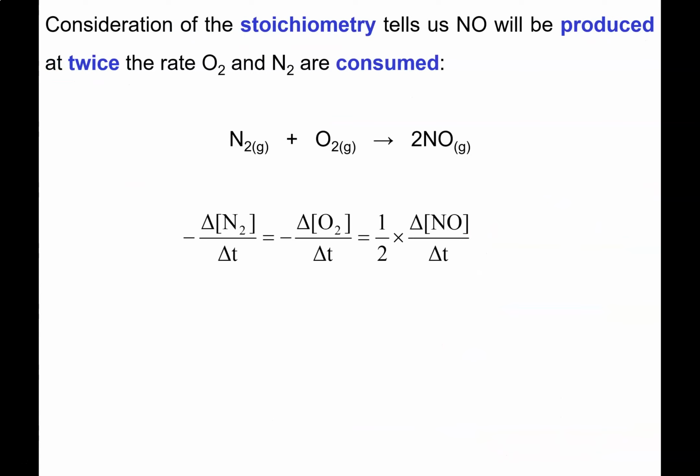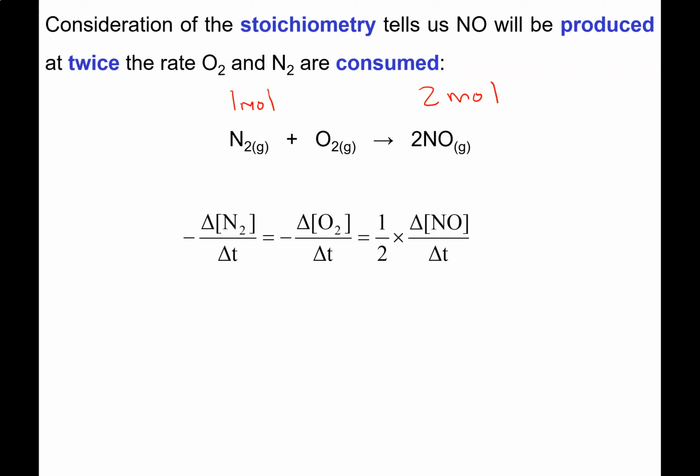Now, if you look at this reaction for the formation of NO, what you can recognize fairly quickly is that the NO is going to be produced at twice the rate that the reactants are consumed. So every time I consume 1 mole of that, I make 2 moles of this. So if I'm using up 1 mole of N2 every second, I'm going to be making 2 moles of NO every second.